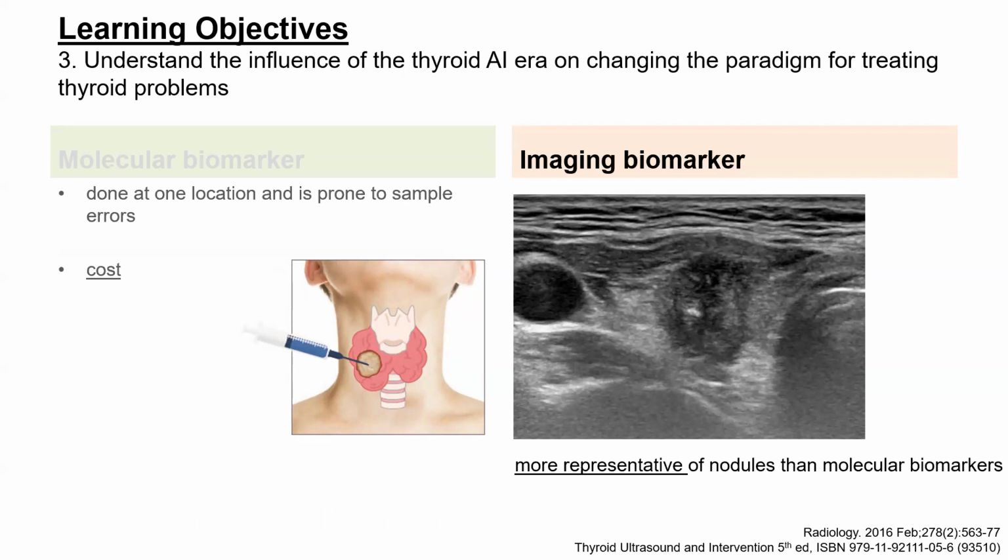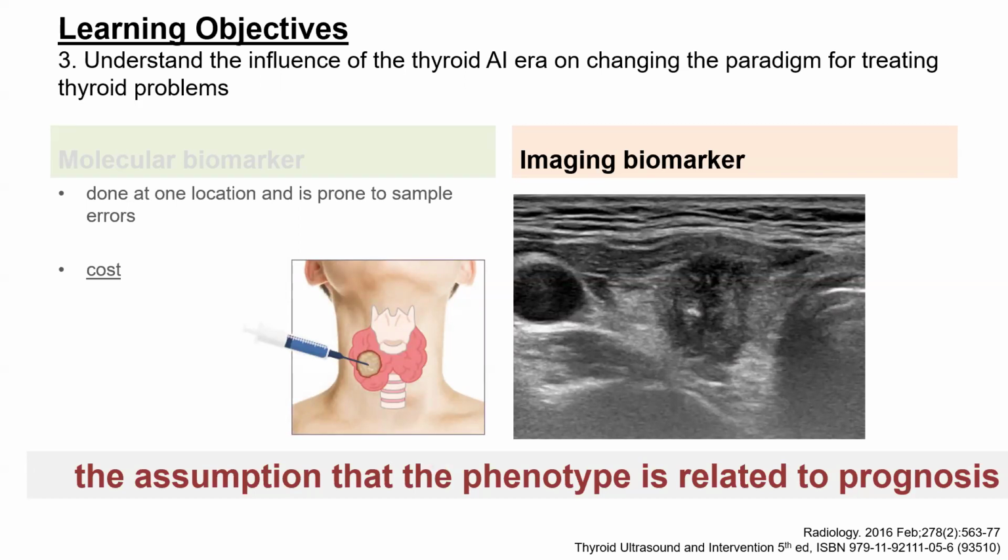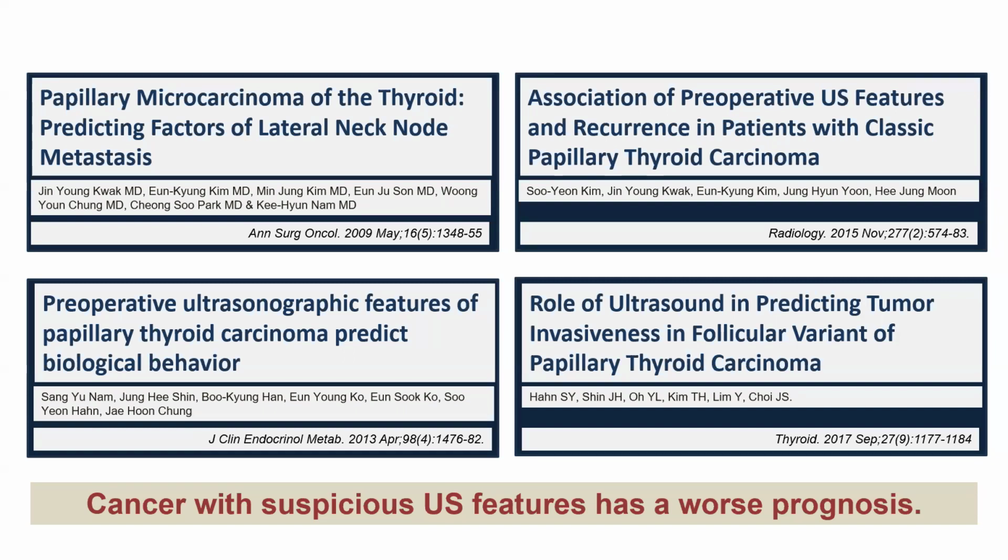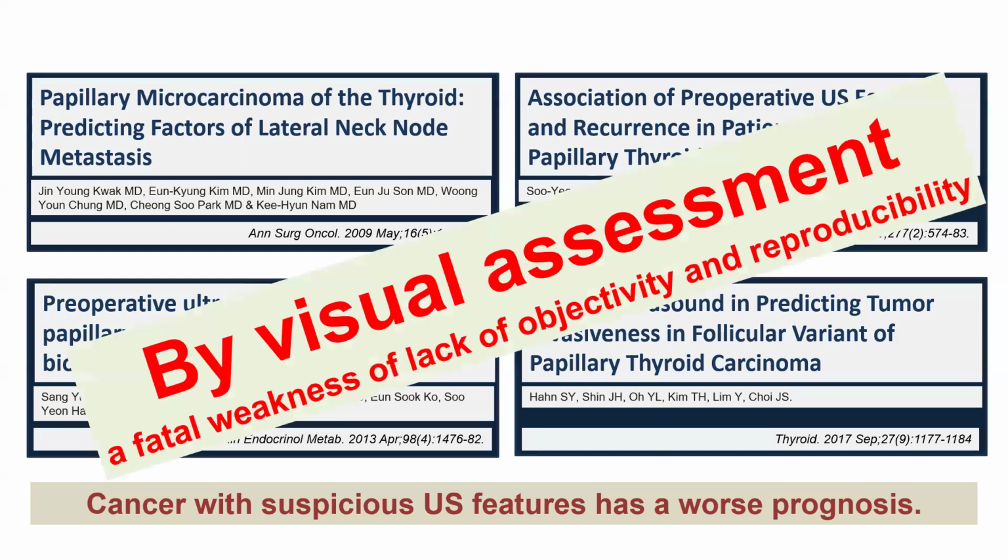Imaging biomarkers, on the other hand, may be more representative of nodules than molecular biomarkers are. The development of imaging biomarkers begins with the assumption that the phenotype is related to prognosis. Korean researchers have been particularly interested in this topic. Investigations have found that cancer with suspicious ultrasound features had a worse prognosis. All analyses in these studies were performed using traditional human visual assessment. Therefore, there was a fatal weakness of lack of objectivity and reproducibility.